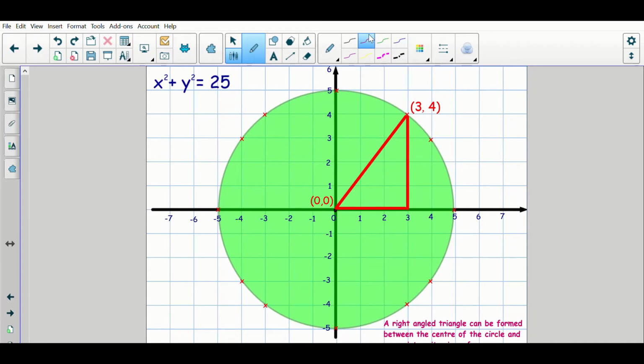Let's just have a look at this triangle. So I've drawn a right angle triangle between the centre of the circle and any point on its circumference. I happen to have picked 3, 4. If we look at this, the horizontal distance will be 3, the vertical distance will be 4, so using Pythagoras that gives me a radius of 5.